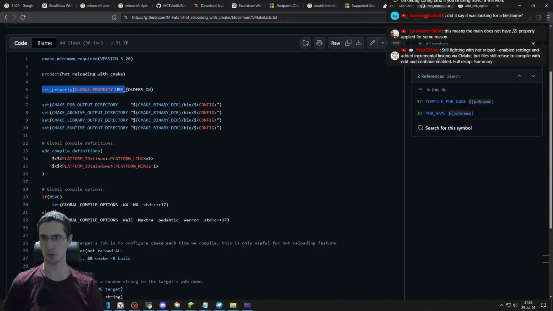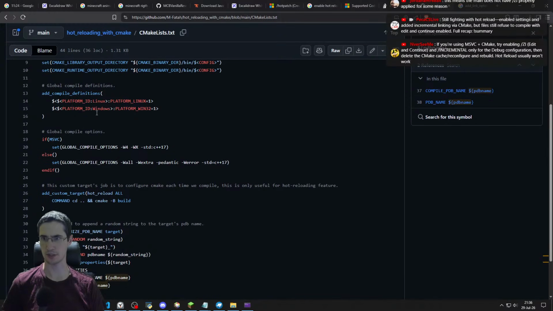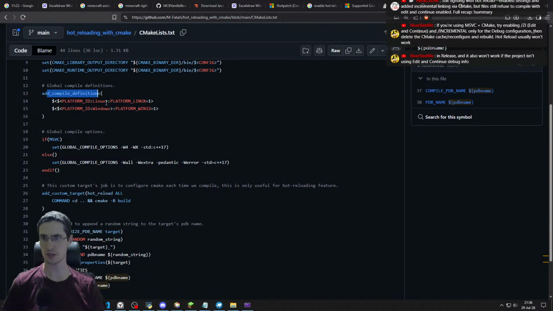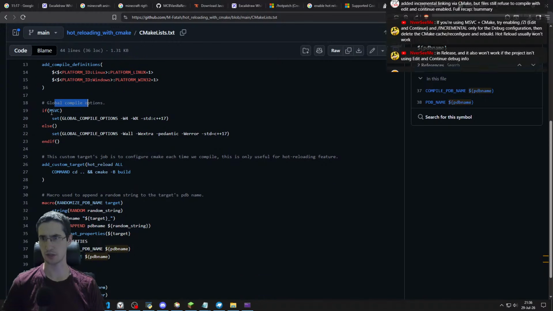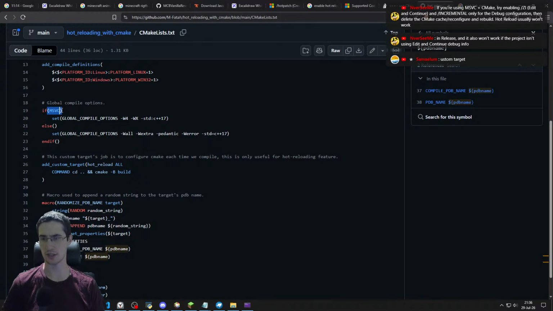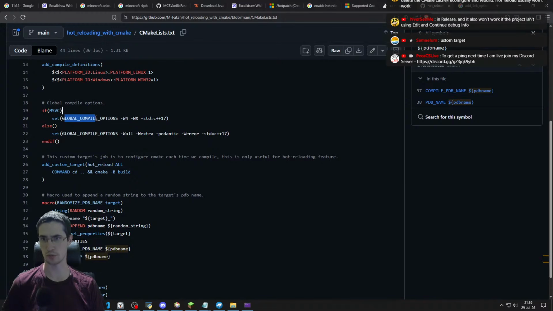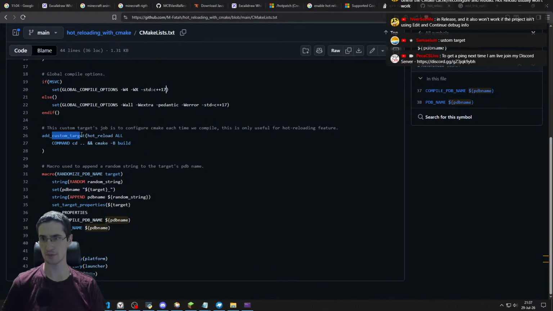This is setting a property, we don't care about it. This is setting some variables, we don't care about them. Compile definitions. This is for Linux, Windows, we don't care about this. Compile options, this is if we're with the Visual Studio compiler. Global options, this is probably for optimizations and to use C++ 17. Custom target, hot reload. This custom target's job is to configure CMake each time we compile. It's only useful for the hot reloading feature.